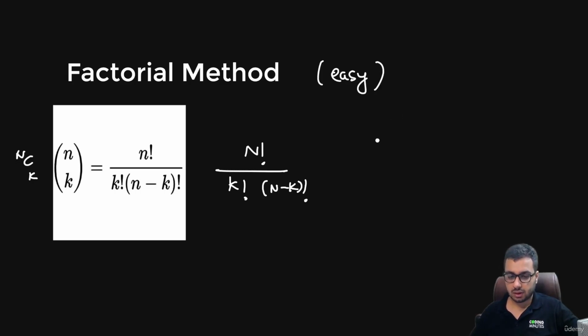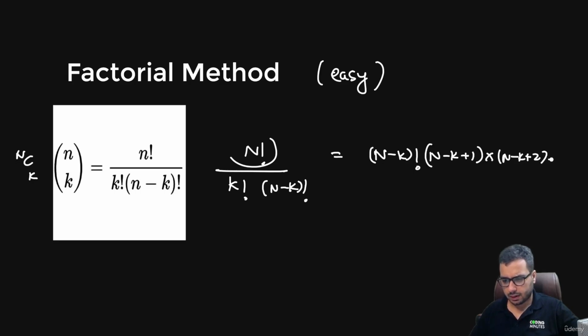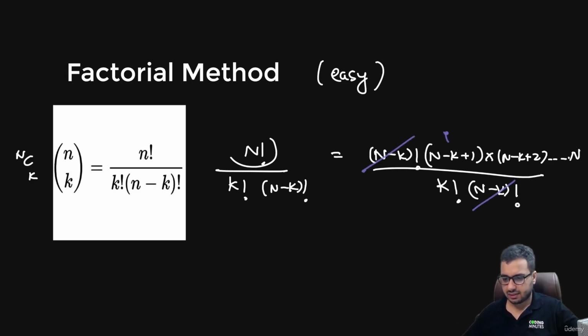Okay, one formula we saw. Now this n factorial can be written as (n minus k) factorial multiplied by some terms from (n minus k plus 1) into (n minus k plus 2) up to n, divided by k factorial. So effectively, this (n minus k) factorial will get cancelled, and in the numerator you are multiplying these terms, and in the denominator you are expanding k factorial. So this will reduce the work of your calculation because we are removing the common part.